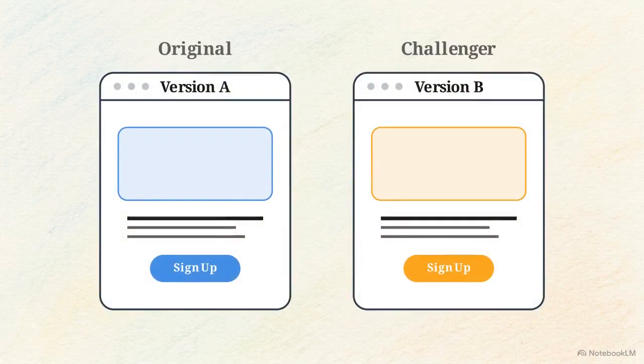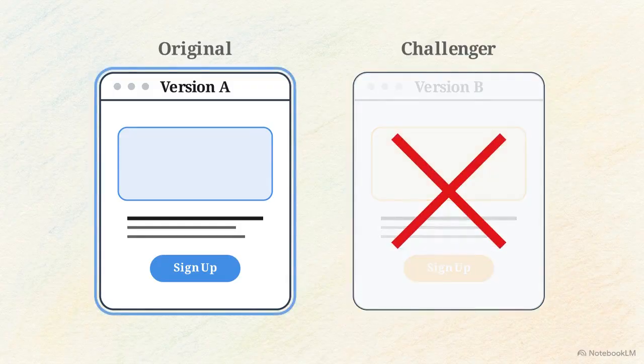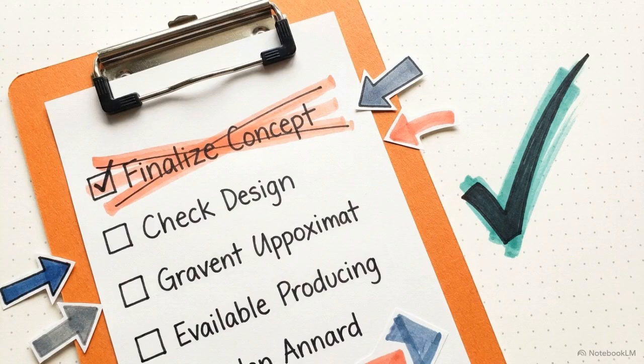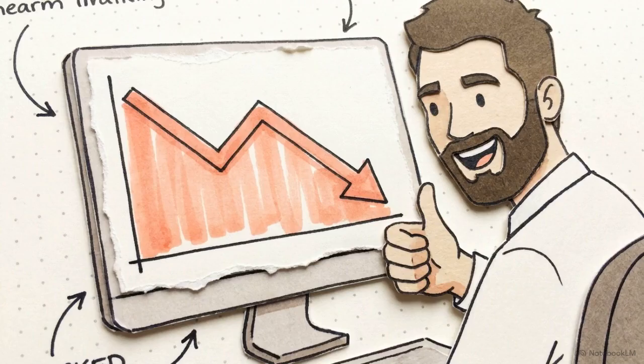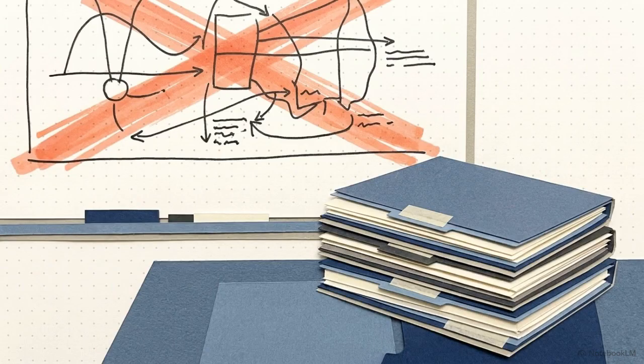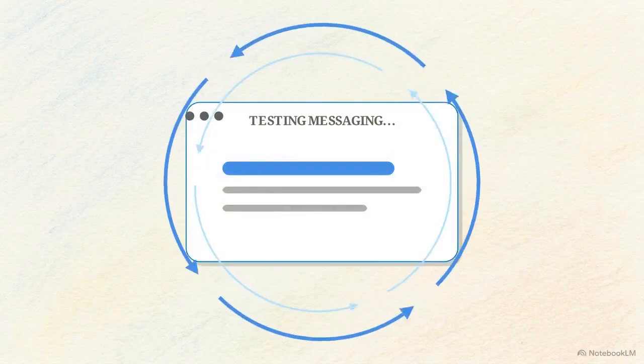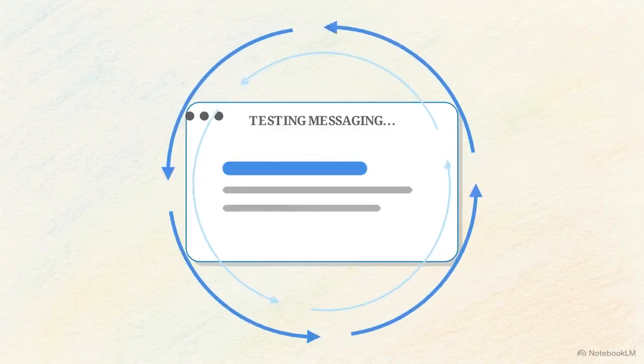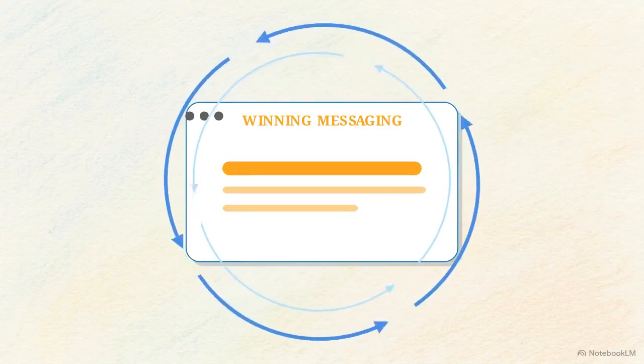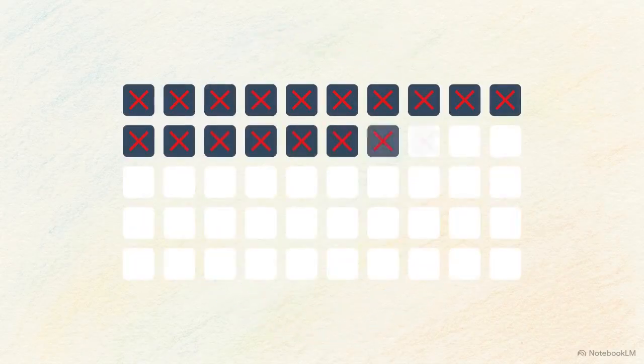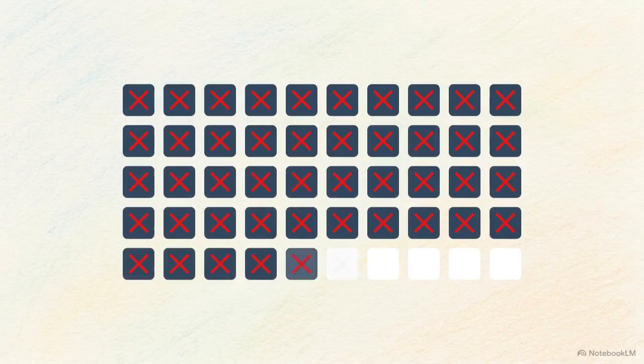The vast majority of your tests will likely fail to beat your original version. This is a standard part of the process. These losing tests are actually critical victories. They provide the proof you need to stop wasting engineering time and marketing budget on directions that definitively do not work. The most successful SaaS companies find their winning messaging through a high volume of iterations. They reach their goals by systematically eliminating what fails over dozens of tests.